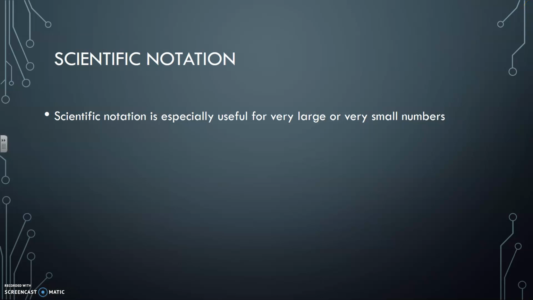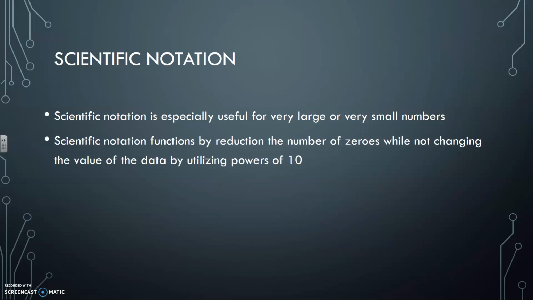You might have heard of scientific notation before. Scientific notation is obviously used a lot in science. It's especially useful for either very large or very small numbers, so numbers that would have a lot of zeros in them. You can write it in scientific notation and basically cut out those unnecessary zeros. It functions by reducing the number of zeros, but the important thing is it doesn't change the actual number.